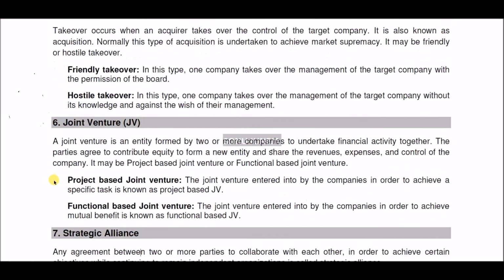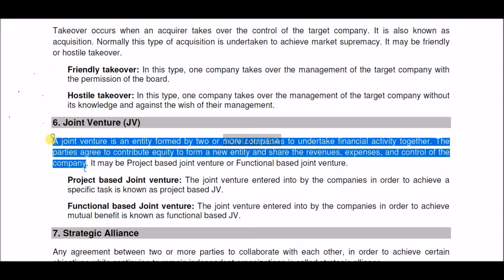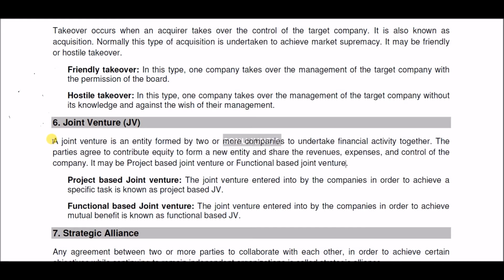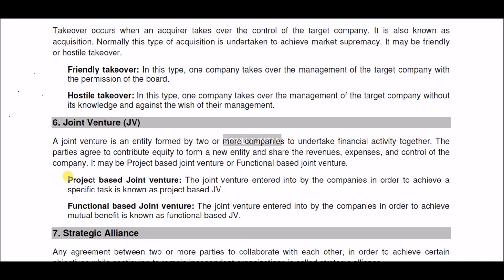Then you have a joint venture. Joint venture, like people saying the Delhi metro is the best, is like the joint venture for DMRC. So joint venture is an entity formed by two or more companies to undertake financial activity together. The parties agree to contribute equity to form a new entity, and share the revenue, expenses and control of the company. So it may be project based joint venture or functional based joint venture. Project based is for a particular project, like the JV of DMRC for the metro project, and function based is for some specific task. Project based is in order to achieve a specific task. Functional base is entered into by the companies in order to achieve mutual benefit.